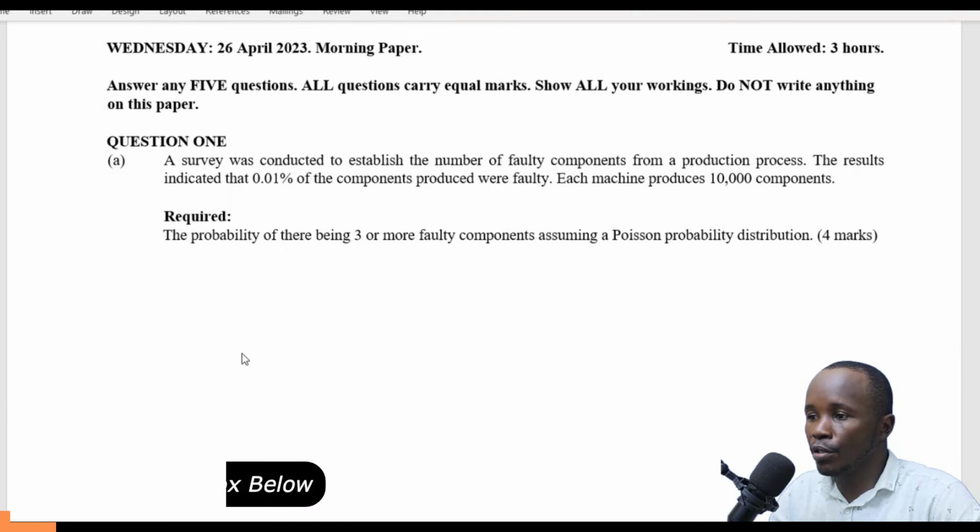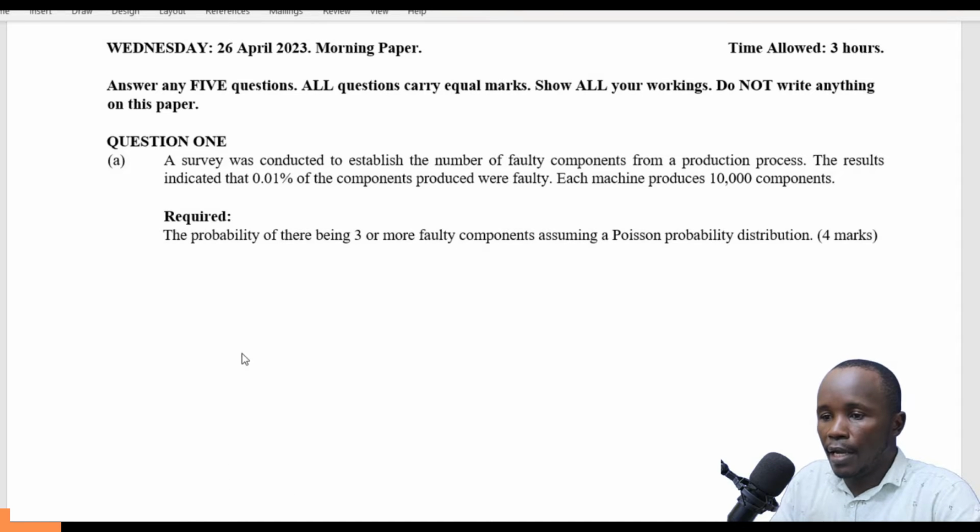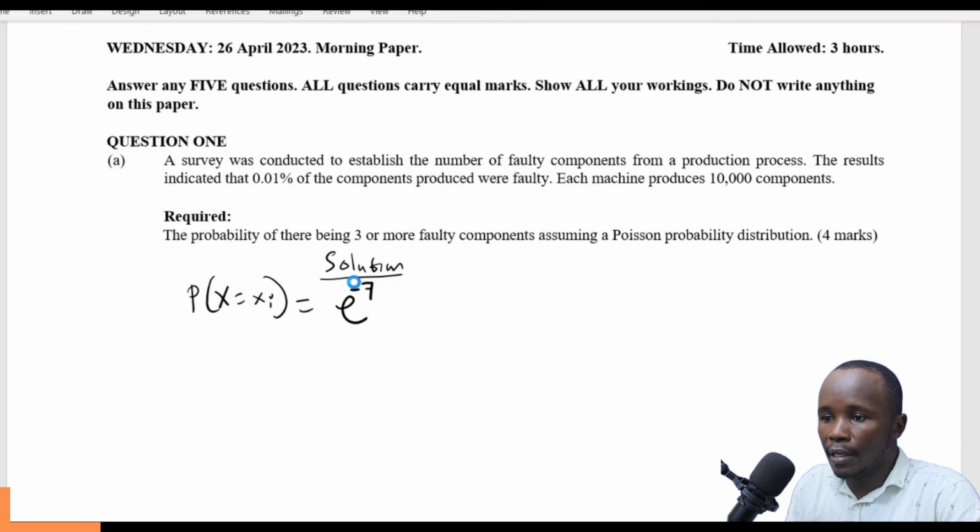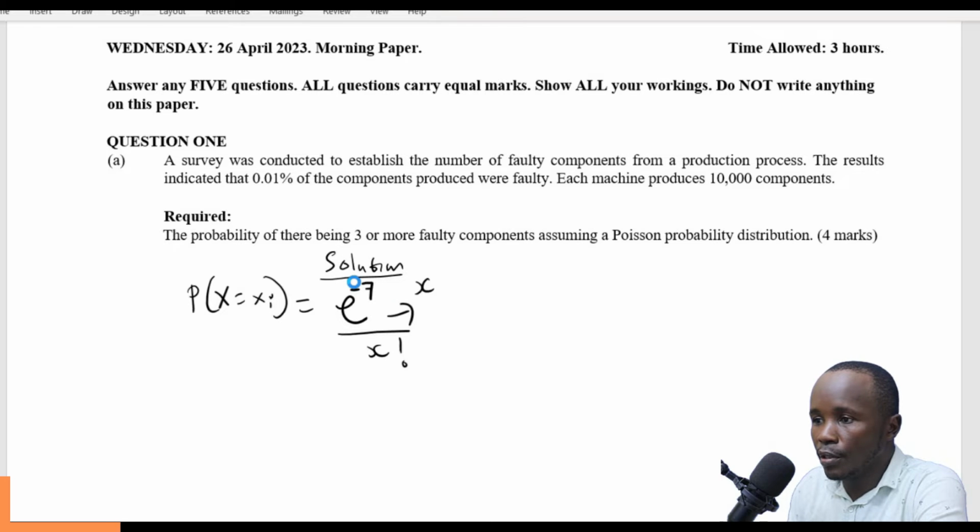assuming a Poisson distribution probability. Now, solution. What the examiner needs you to know or to do is to get to know the formula for Poisson distribution. So, probability of x equals xi using Poisson distribution, it is e power negative lambda, then lambda power x divided by x factorial. This we did when we covered Poisson probability distribution in our probability class.